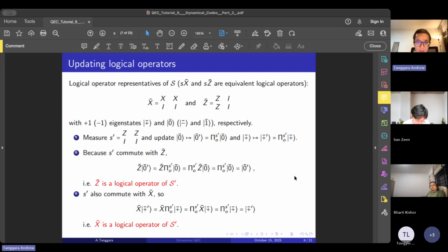So this is how you update the logical operator, just as a quick reminder. In our case here, this logical operator commutes with S prime if I measure it, and they commute with this Z logical as well. So both logical operators remain the same, and that's the reason why we have the same logical operators.